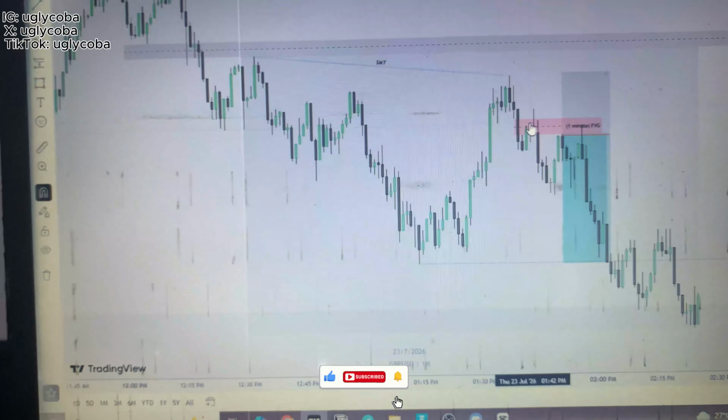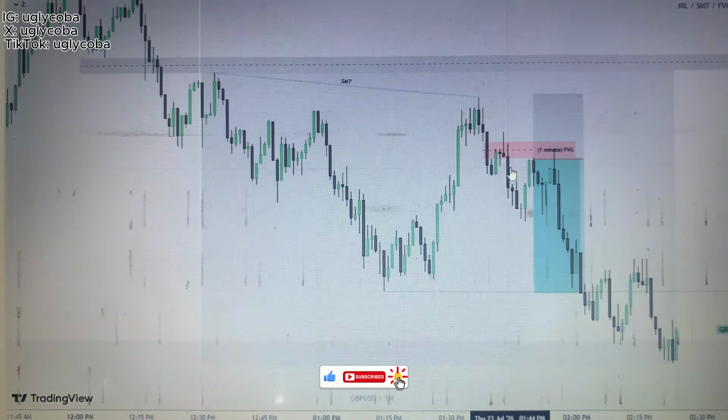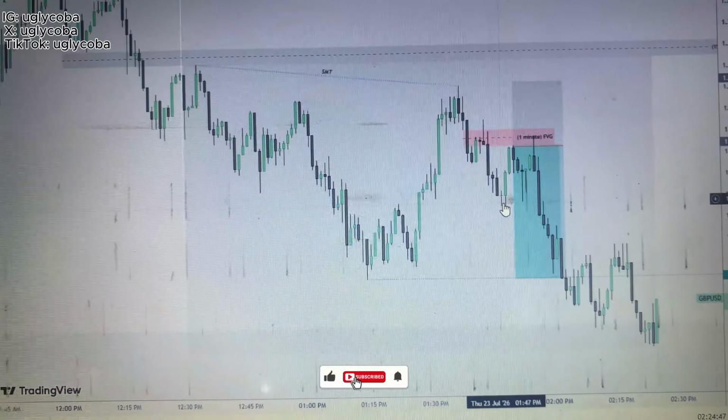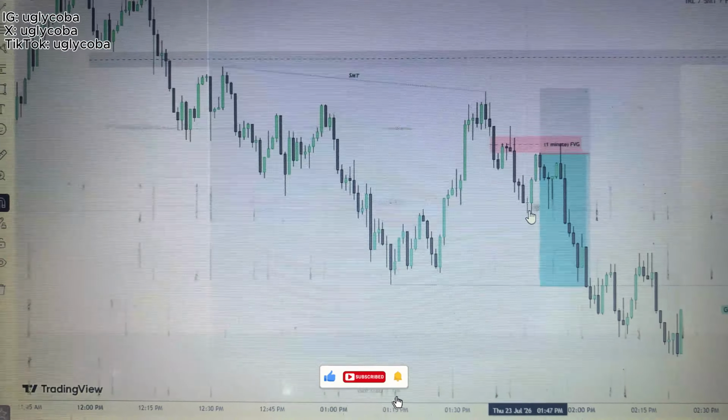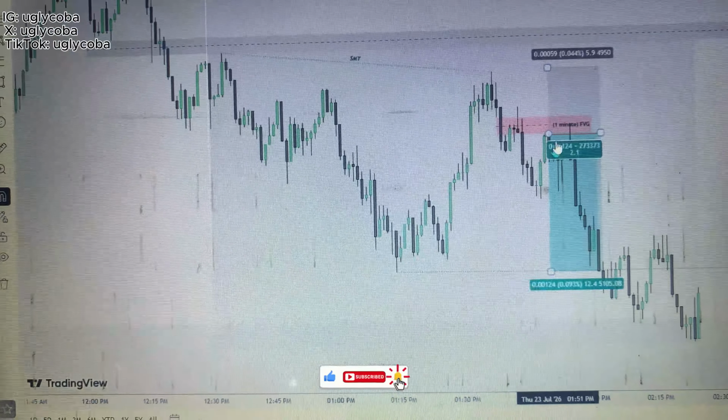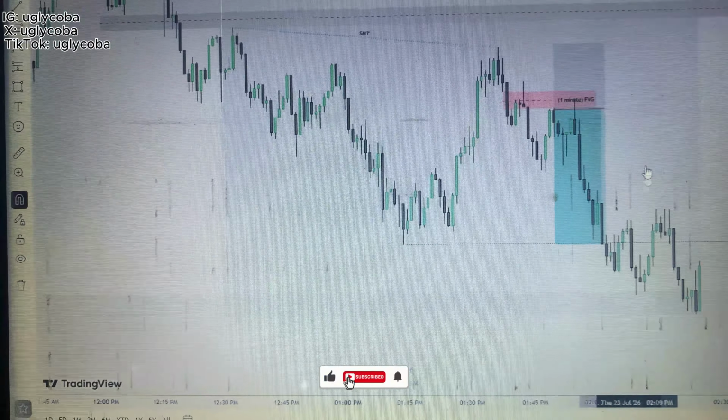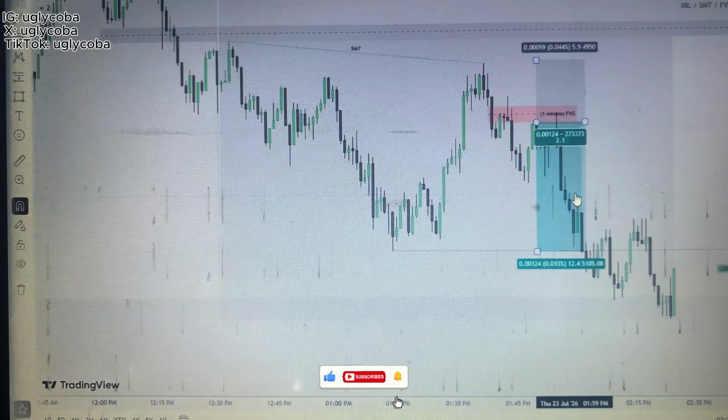But after we traded into the 1-minute bearish fair value gap and I saw this displacement here, I was then convinced that, okay, so now price can move lower.